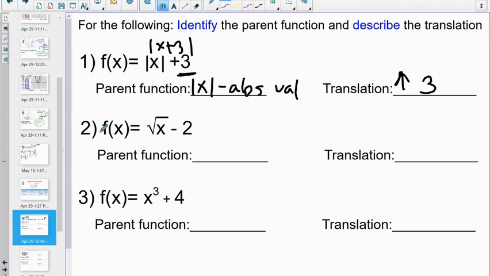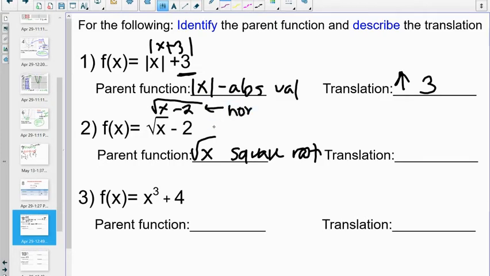So now we're going into number 2. We have square root. That's our function. So I'm just going to write square root. The translation, is it inside that square root sign? Is it like this? Remember, this would be our horizontal. But since it's outside, it's still vertical. So that would be going down 2. And then last but not least, we have a cubic, so x cubed is cubic. The translation, since it's not within the grouping, it's going up 4, because it's a plus, not minus.